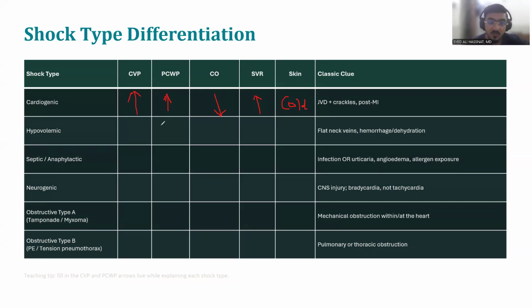Now we'll talk about hypovolemic shock. What will happen in hypovolemic shock? In hypovolemic shock, the problem is there is less volume of blood in the body. There is blood loss from the body, less water in the pipes. So what will happen to the central venous pressure? What was central venous pressure? It was the pressure inside the veins, the water inside the veins. So in this case that quantity is less. So what will happen to the CVP?